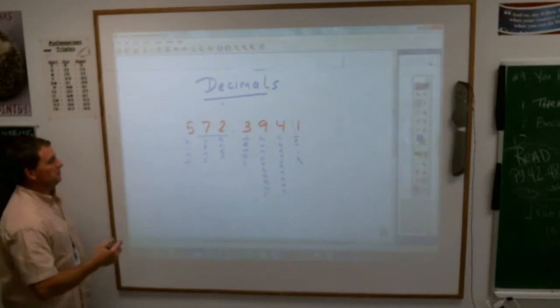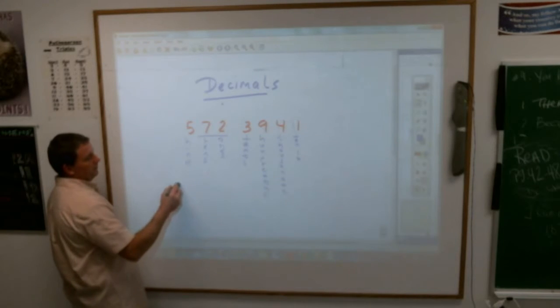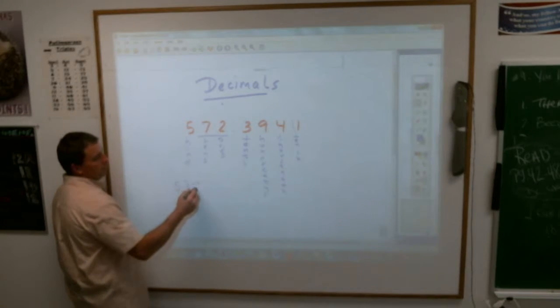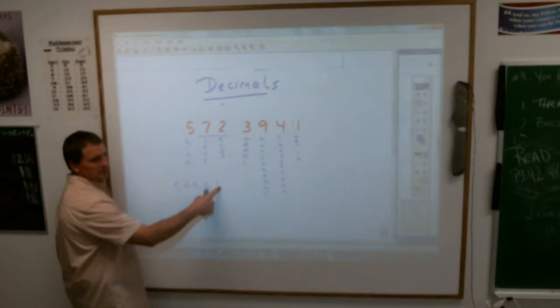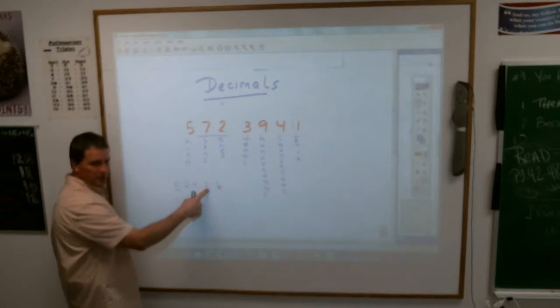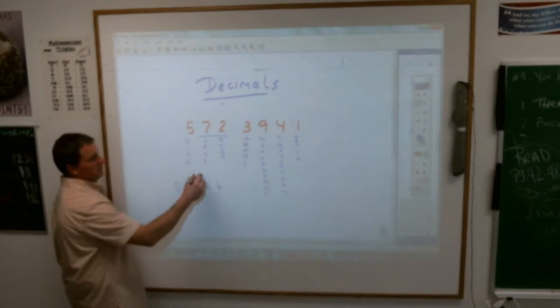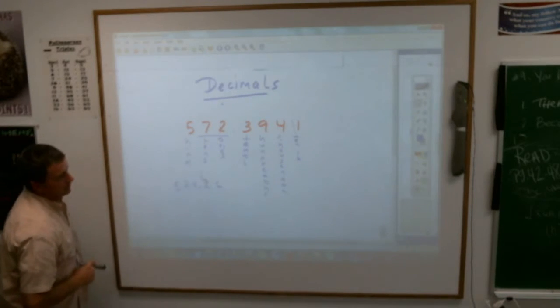But I see too many people, for some reason, when I have a number like 524.26 and I ask what number's in the tenths place, they'll say the 6, because I think they think that this is the ones place or something. No, tenths place, right there.